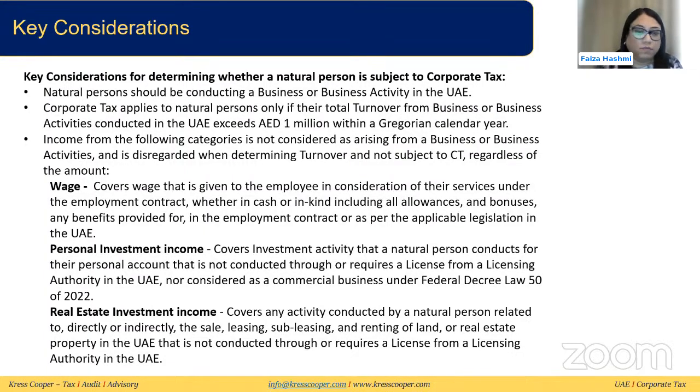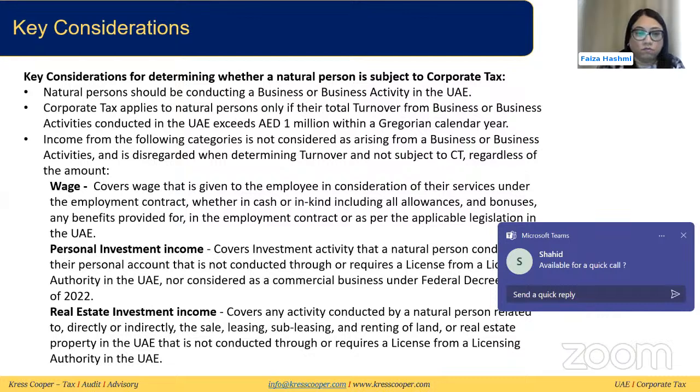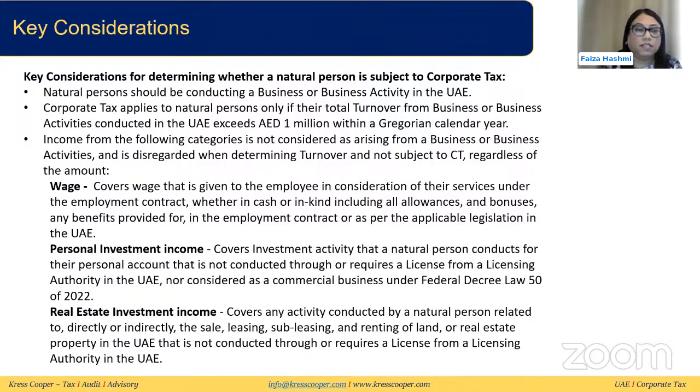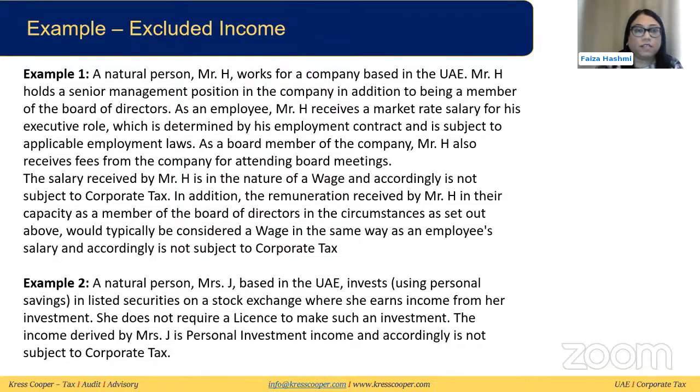Wages would cover anything you are earning under the employment contract: salaries, allowances, bonuses, any benefits. Personal investment income is any investment activity, like if you have shares and it is conducted through your own personal account and not under a license; that will not be considered for turnover. Any real estate investment, such as sale, leasing, subleasing or renting of land or real estate property which does not require a license from a licensing authority in the UAE, will not form part of this turnover. So let's take some examples.